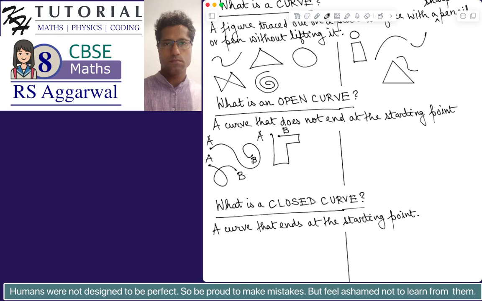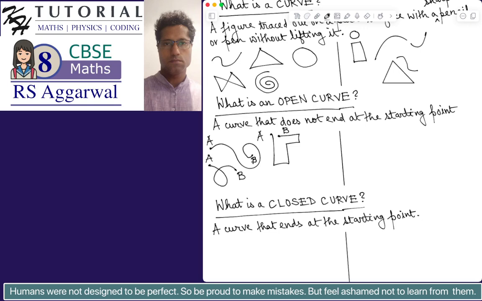So what is an open curve? A curve where the end point is not the same as the starting point. That is, the curve is not completed, a curve that does not end at the starting point. So as you can see, when you draw a curve, there is a starting point and an end point. And if they are not the same, then it will be an open curve.